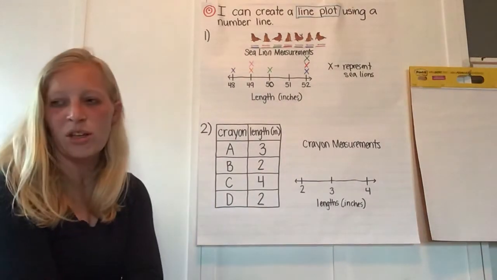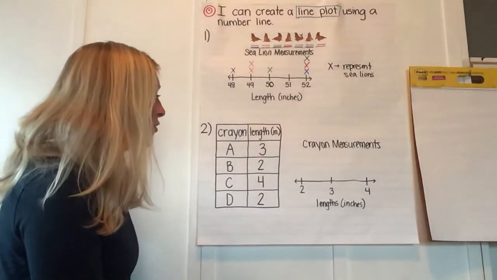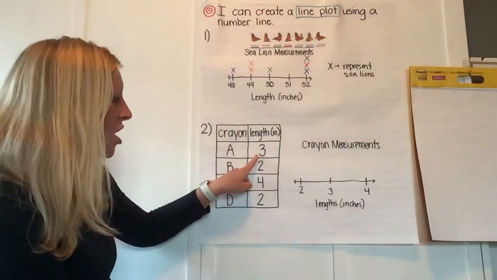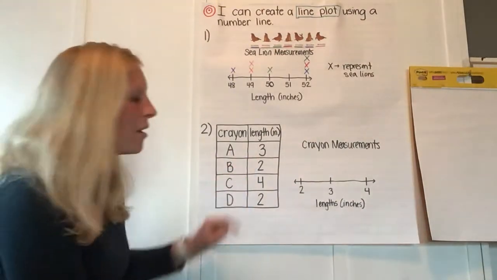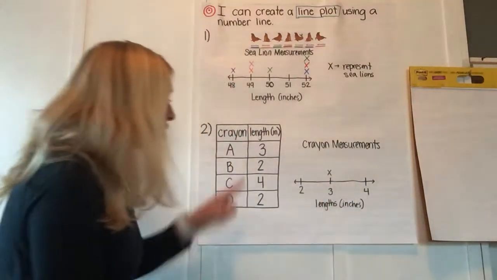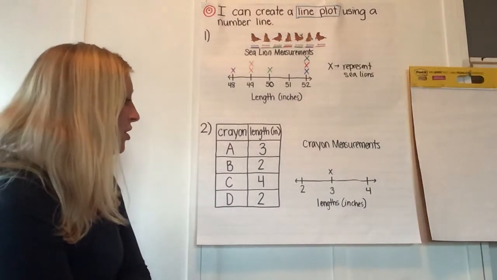Tell me when you think you can tell me. What am I going to do first? You see that crayon A is 3 inches long, so what am I going to do? I'm going to put an X above my 3. Just one for now, because my A is 3 inches long. What am I going to do next?